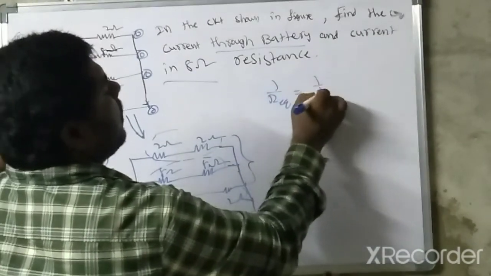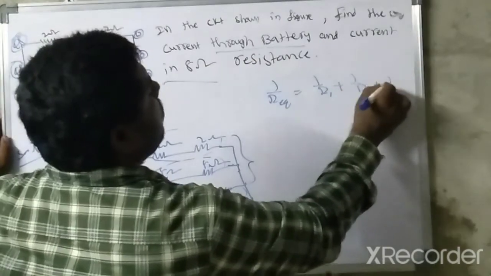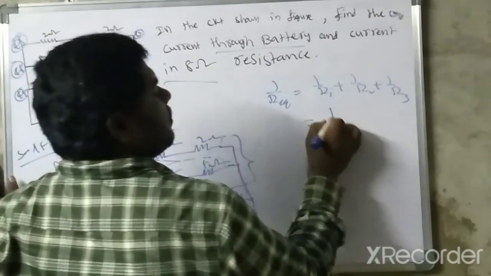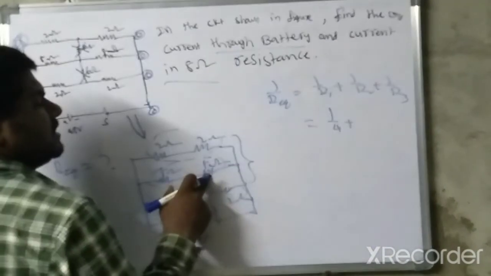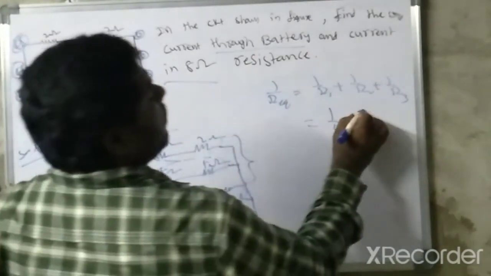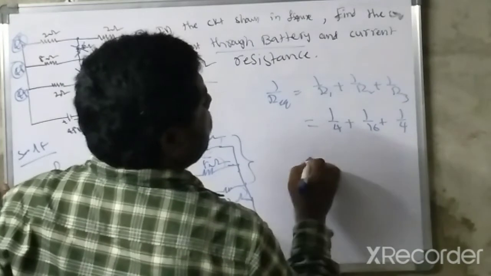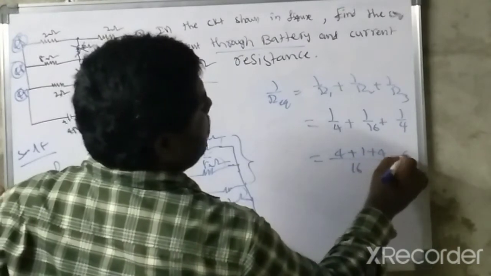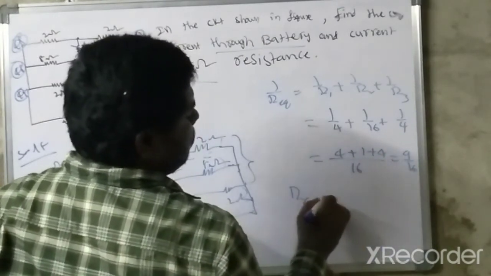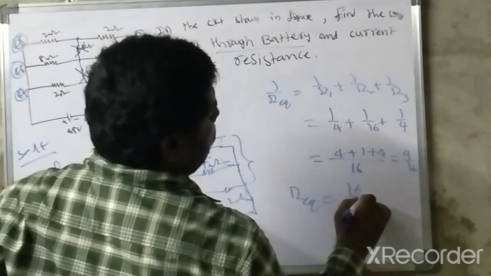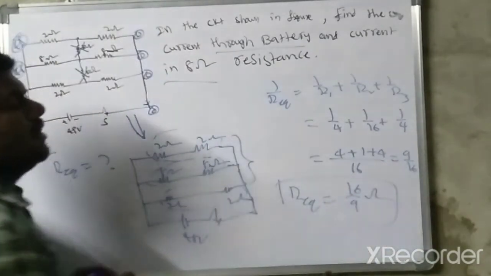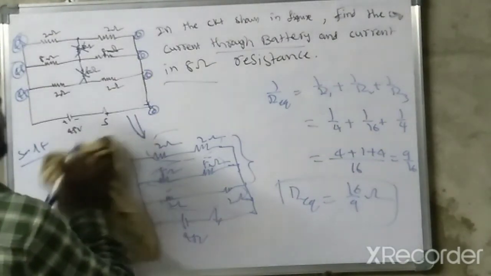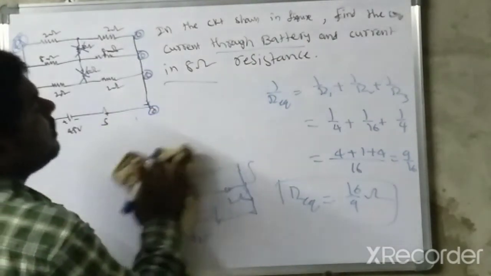So whenever you find the R equivalent value, 1 by R equivalent is equal to 1 by R1 plus 1 by R2 plus 1 by R3. R1 is 2 plus 2, nothing but 1 by 4, plus R2 is 8 plus 8, 1 by 16, plus 1 by 4. Taking LCM 16, here 4 plus 1 plus 4 is equal to 9 by 16. So R equivalent is equal to 16 by 9 ohms. So the equivalent resistance is 16 by 9.